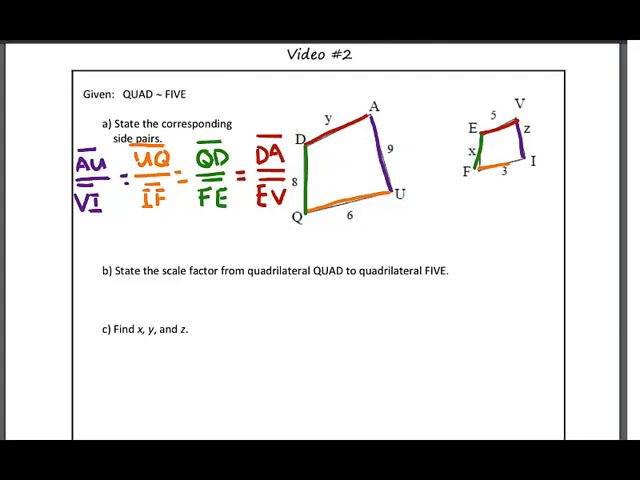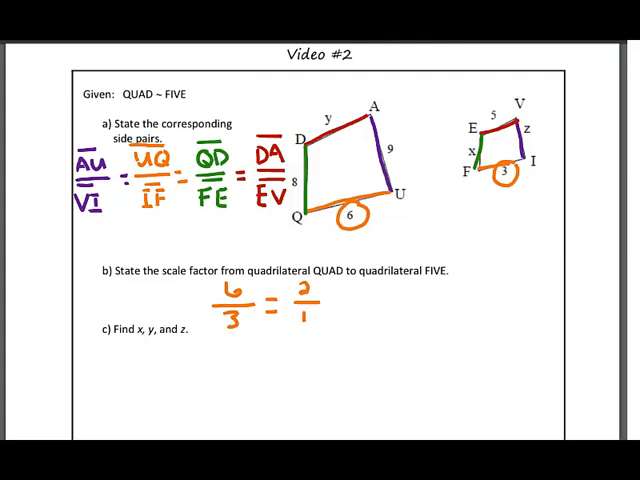To do this, we need to look at any values that were given of the side lengths to write the scale factor, which is a ratio between the larger quadrilateral to the smaller quadrilateral. Taking a look, we know that QU is 6 units and FI is 3 units. So writing a ratio of quadrilateral QUAD compared to quadrilateral FIVE, we have 6 over 3, which we always want to simplify, reduces to 2 over 1. So the scale factor from quadrilateral QUAD to quadrilateral FIVE is 2 to 1.